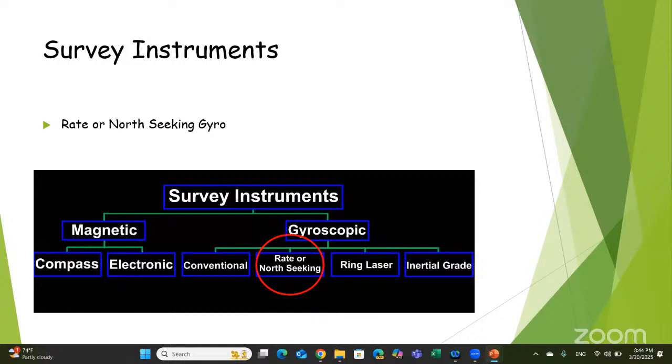As we said, for the rate or north-seeking gyro. Okay, I will take all the questions at the end of the session today, so please concentrate with me.